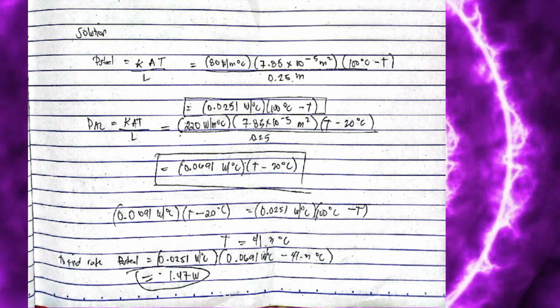So, to find the rate for the steel, we take 0.0251 watt per degree Celsius times 0.0691 watt per degree Celsius, which is the power rate of the aluminum, minus 41.3 degrees Celsius. So we get 1.47 watts.